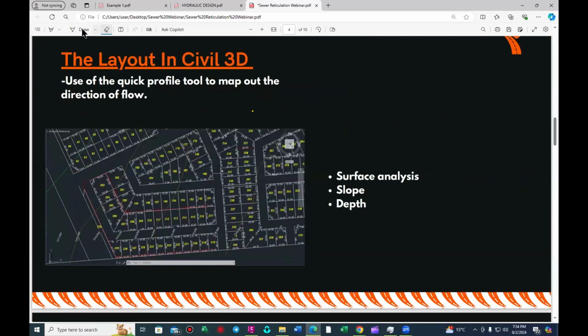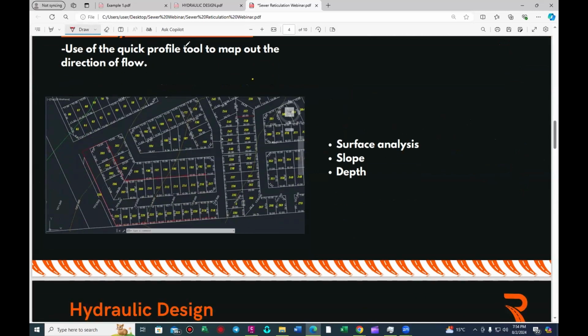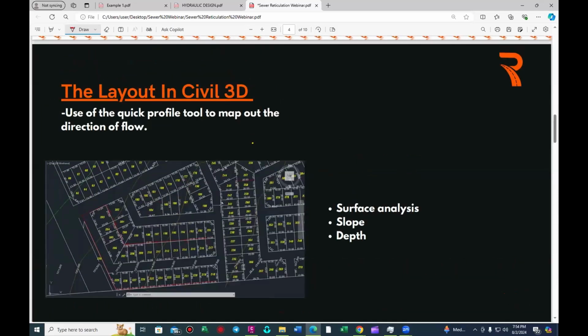Your surface analysis in depth. After I do my surface analysis, I do what I call the quick profile to map out my flow. Just take note of this because I'm going to show you an example later in this webinar. So as you can see here, I drew my lines.